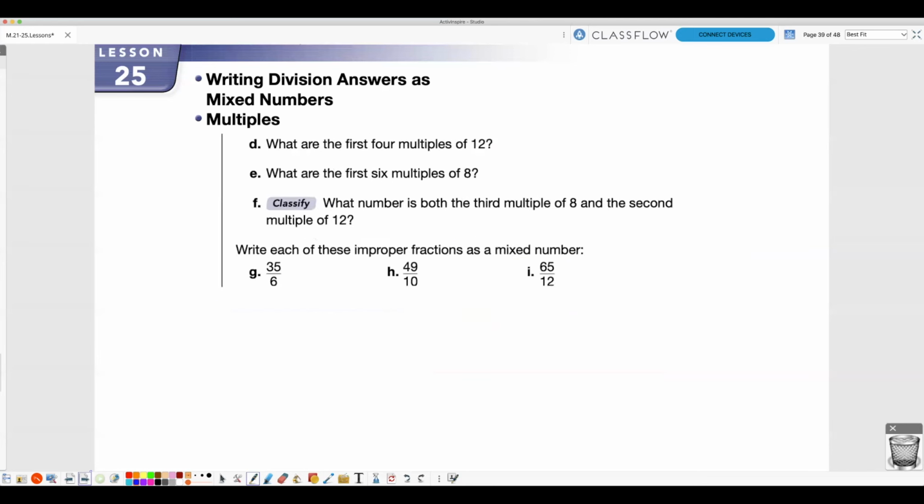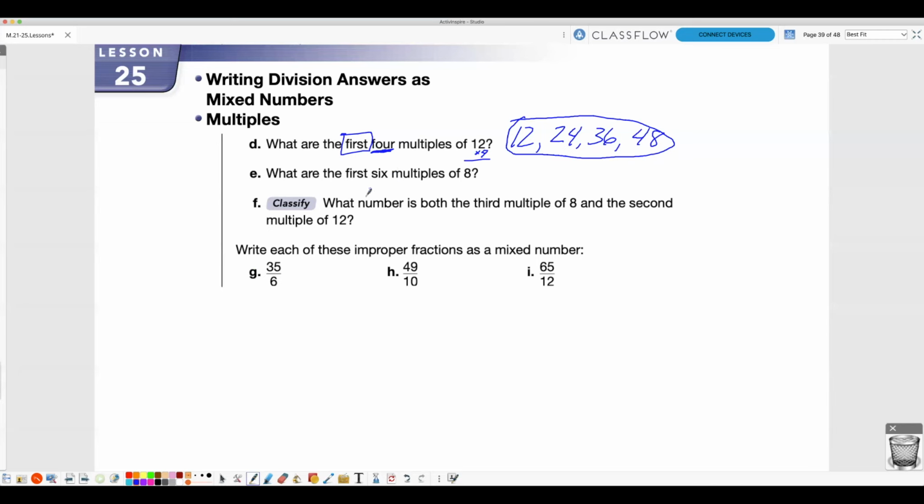Okay, let's try letter D here. What are the first 4 multiples of 12? So I'm looking at the first 4, and I need all of them. So I'm going to start with 12, and then the next one would be 24, the next one would be 36, and the next one would be 48. So this is the first one, second, third, fourth. So for letter D, this is what you should have answered.